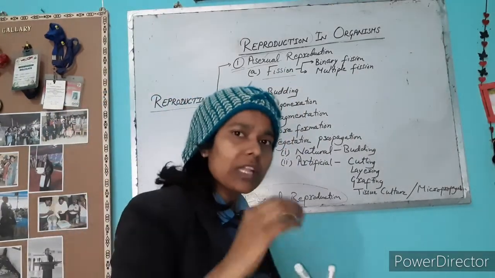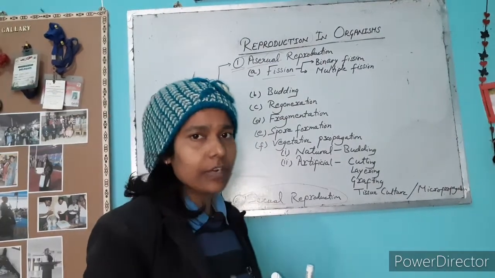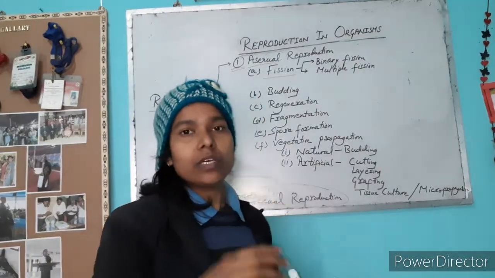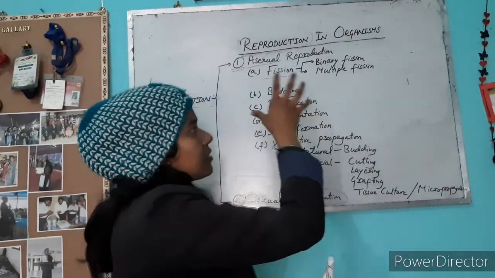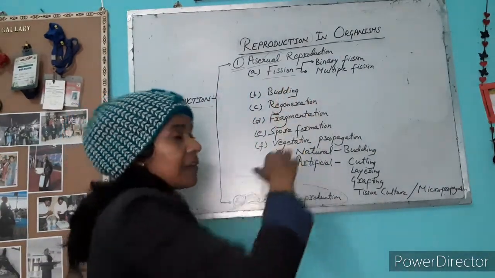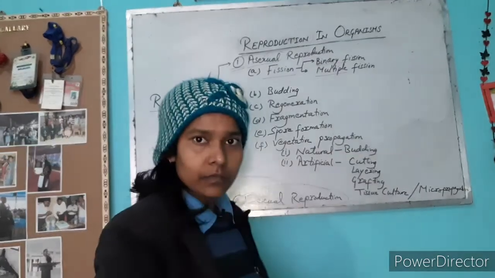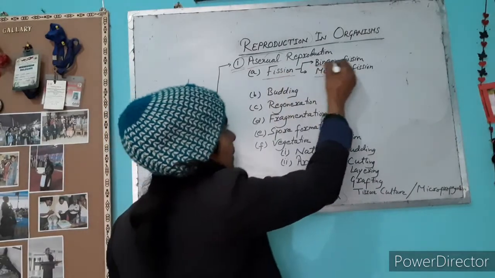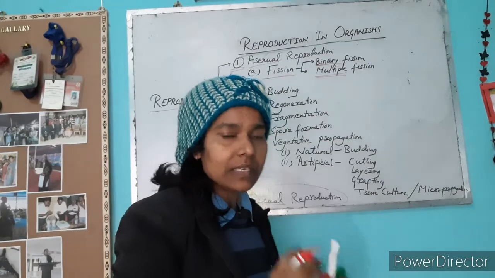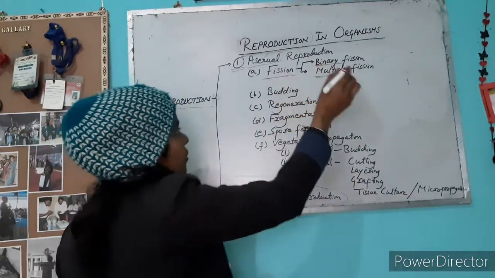I will teach you all the details in the next session, in new videos on these topics. Let me only teach you the types here. The first is fission. Fission has 2 types, binary fission and multiple fission. I will make a video on fission and binary fission in the next video.